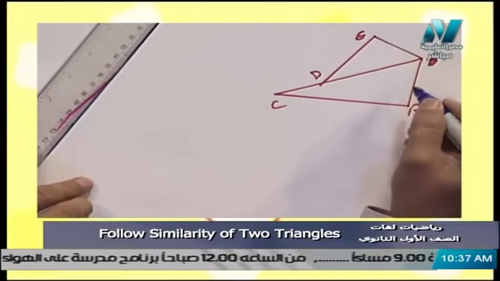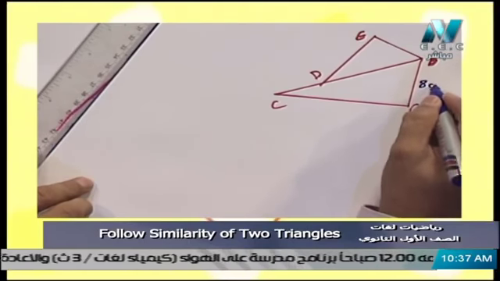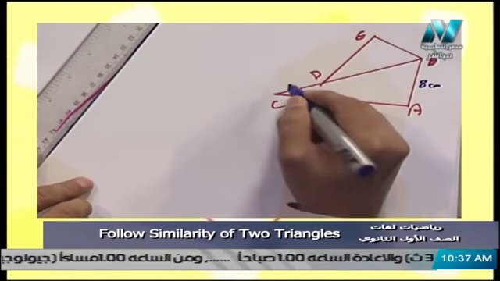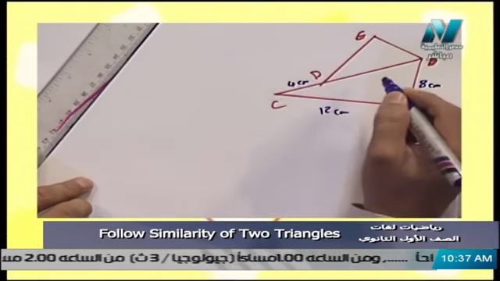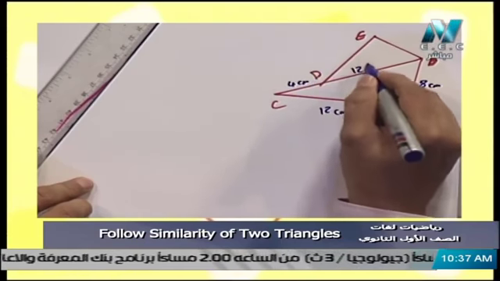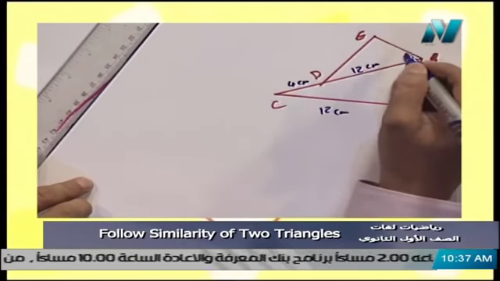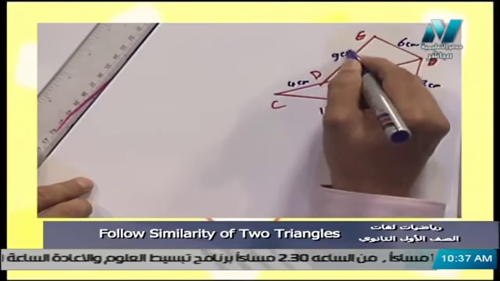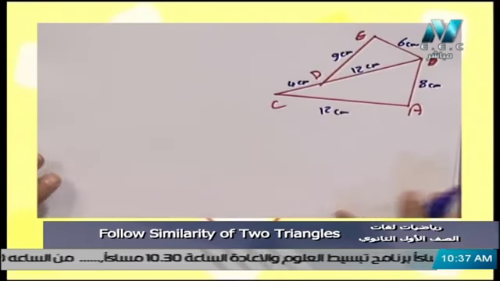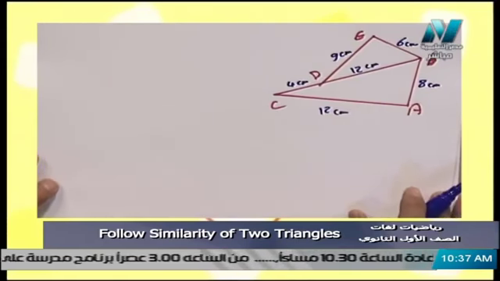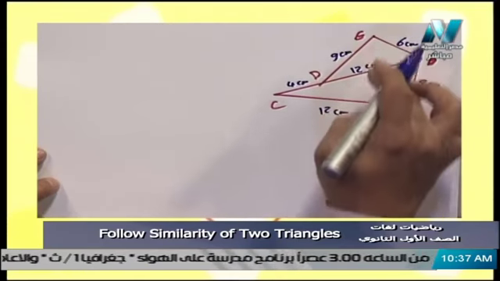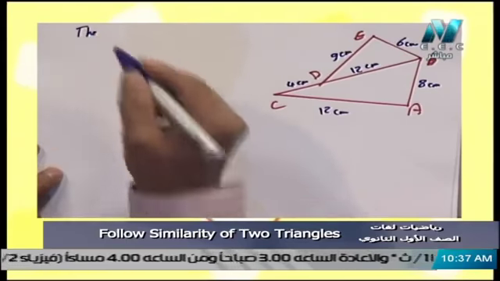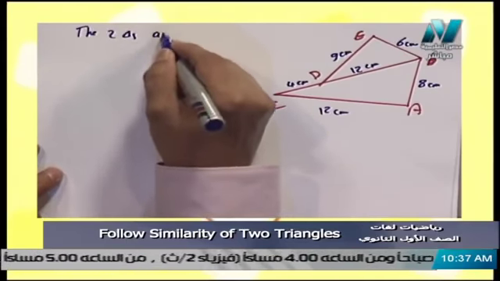We have BA equals 8 centimeters, AC equals 12 centimeters, CD equals 4 centimeters, DB equals 12 centimeters, EB equals 6 centimeters, and finally ED equals 9 centimeters. The request is to prove that the two triangles here are similar.